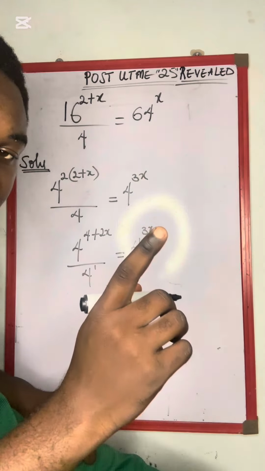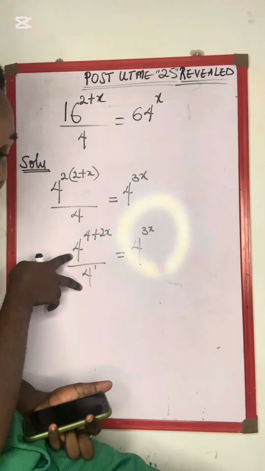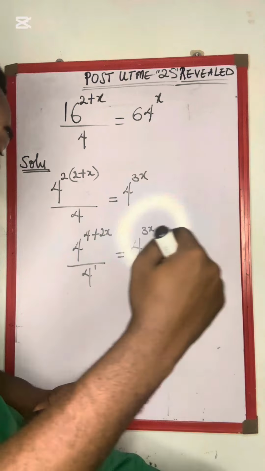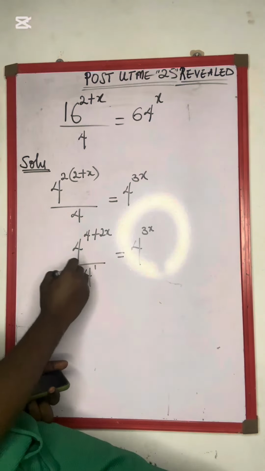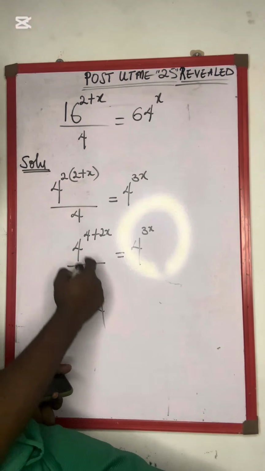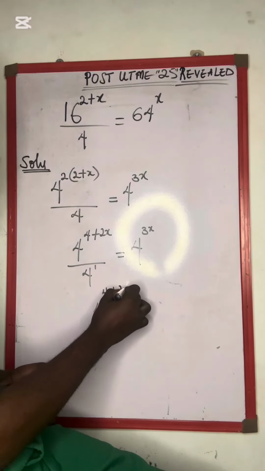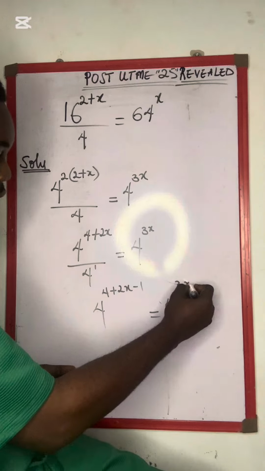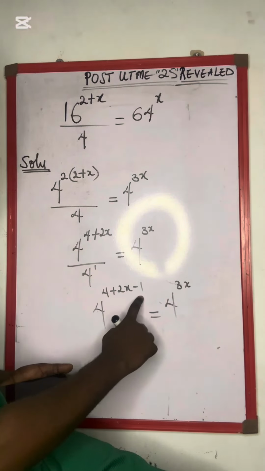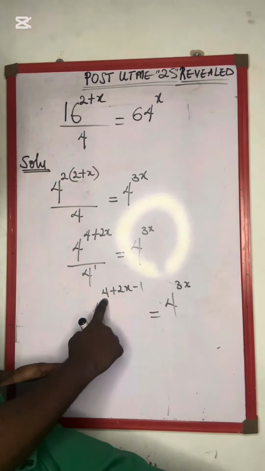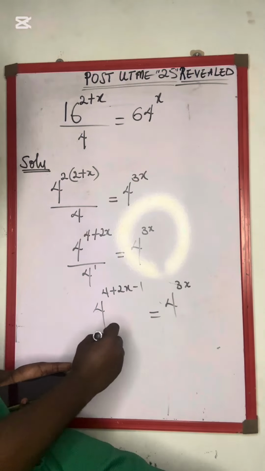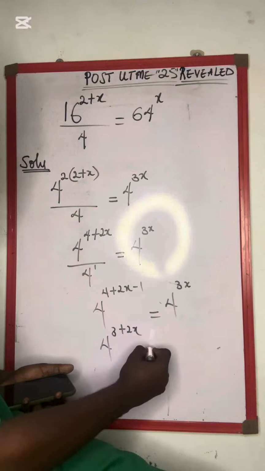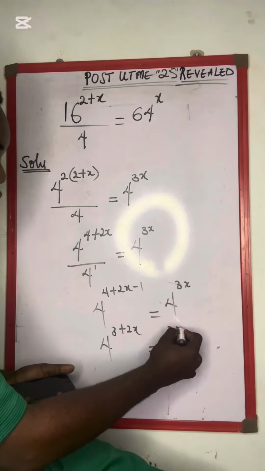Remember, the law of indices says when you have the same base dividing each other, pick one of the bases and subtract the powers. We then have from this part here 4 to the power of 4 plus 2x take away 1 equals 4 to the power of 3x. Now observe, we can simplify this. 4 minus 1 becomes 3. So we then have 4 to the power of 3 plus 2x equals 4 to the power of 3x.